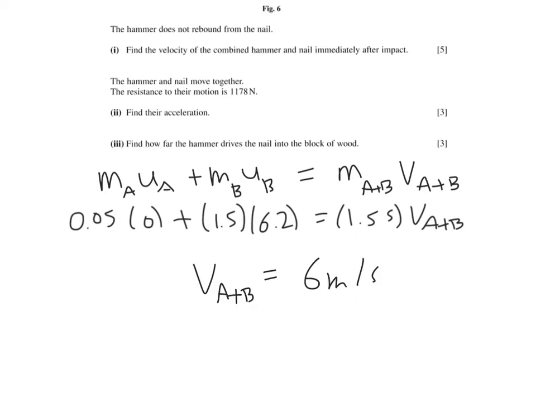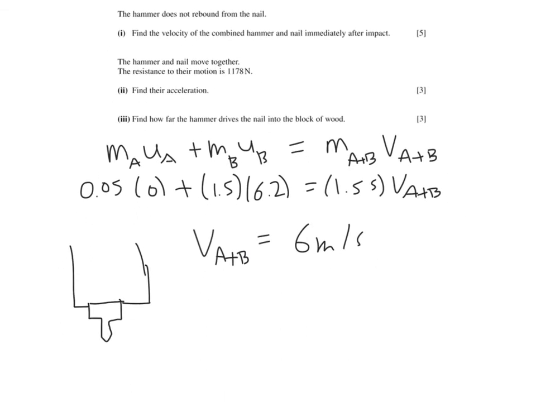Now, below part 1 it says the hammer and nail move together. The resistance to their motion is 1,178 newtons. So if you imagine your nail and then the hammer, I'm just going to draw a large hammer on top. That's the hammer on top of the nail, believe it or not.